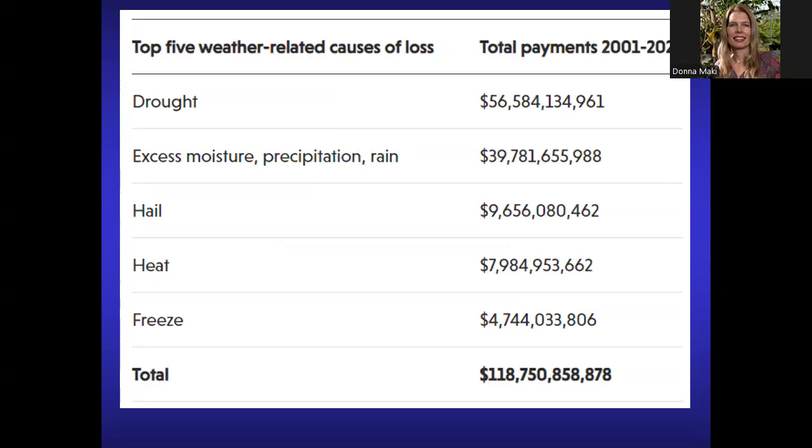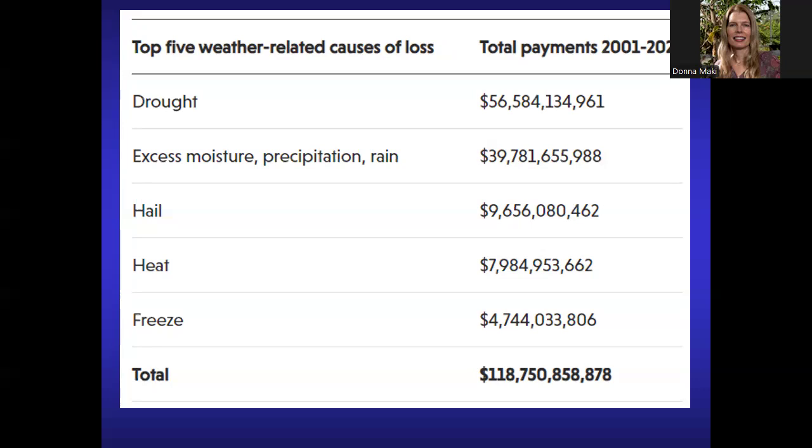And this is focusing only on abiotic, but you can see drought wins again. And then the very next thing is just the opposite: too much rain, too much water. And then hail damage, of course. When you have golf ball size hail raining down on plants, that's a lot of tissue damage that they can't often recover from.